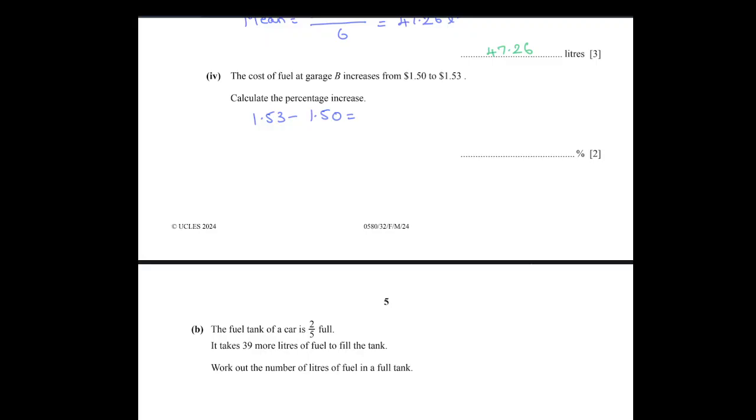1.53 minus 1.50 is equal to 0.03. 0.03 has increased. So 0.03 divided by the actual amount, that is, what it was before, times 100, we will get the percentage. So 0.03 divided by 1.5 times 100 is a 2% increase. So it is 2.